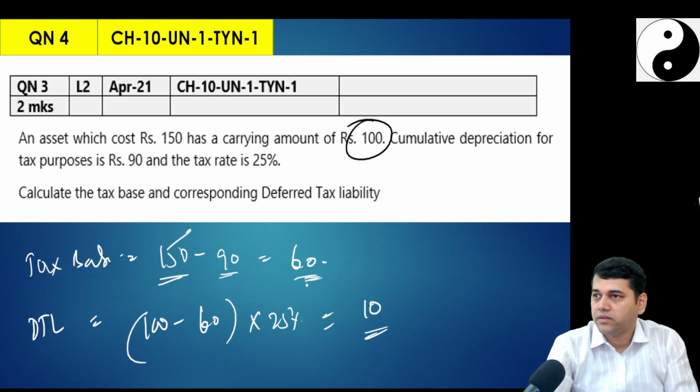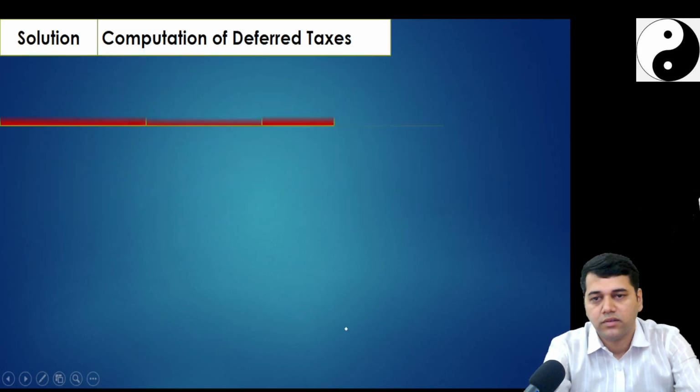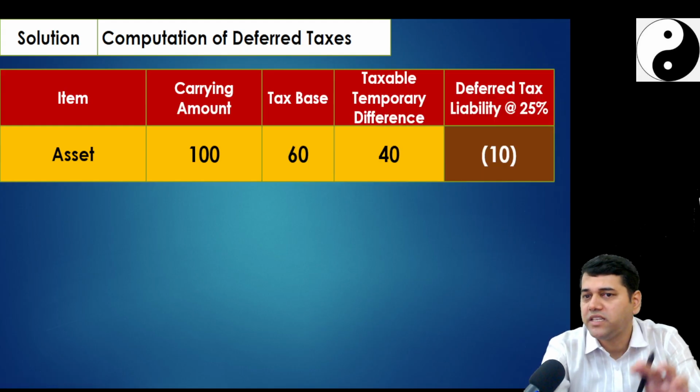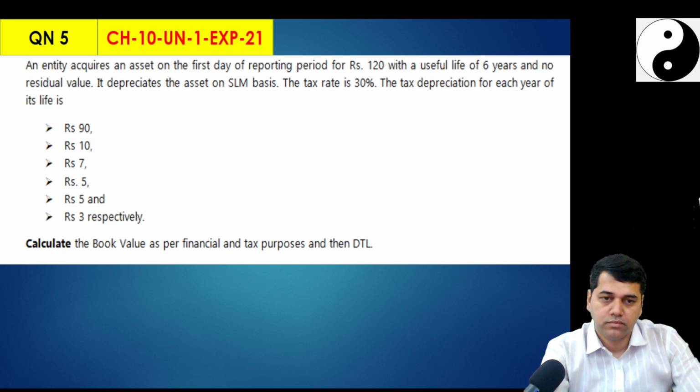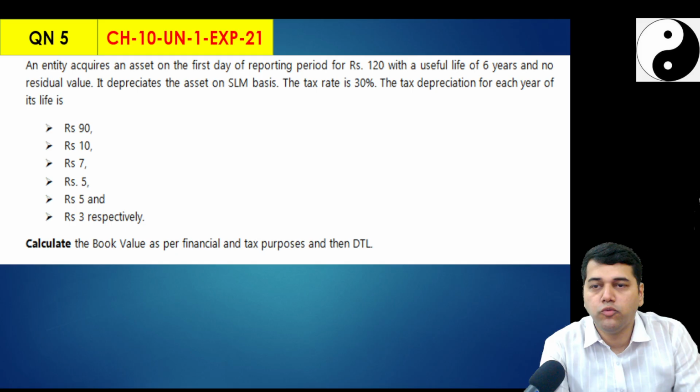Are you clear, Prithvi? Second, what is your deferred tax liability? 100 is the book value minus tax base is 60. Since carrying amount is greater than the tax base, you have got a deferred tax liability into 25% gives you 10. So I have got in this format, I will change it. Okay, we will do it in this, whatever going forward. Yes, so we'll move on to the example.